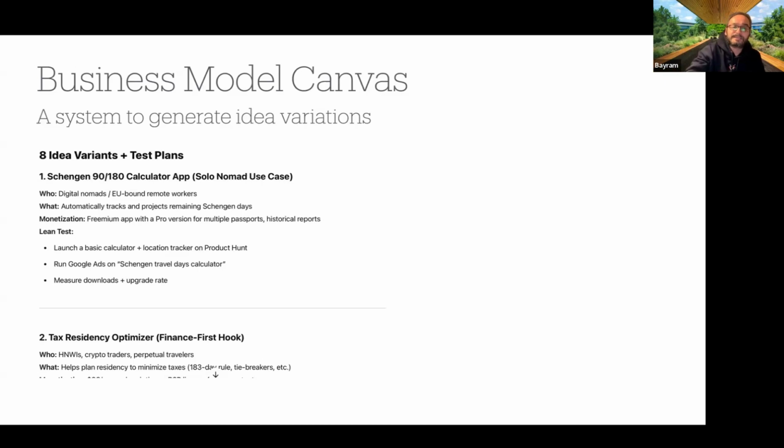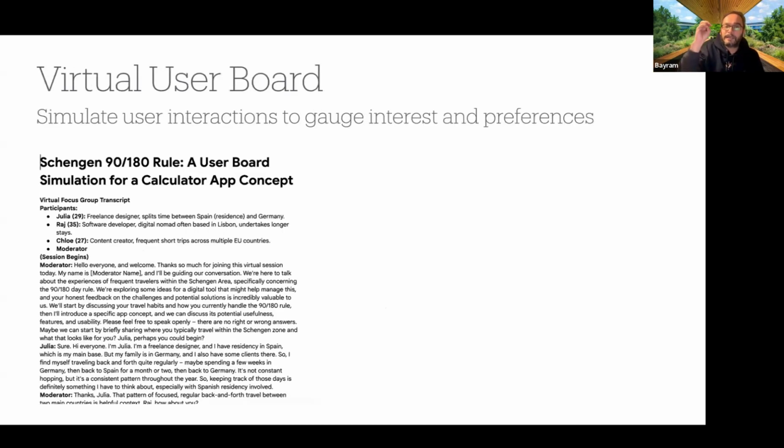Then what do we do next? Well, why don't we again employ an LLM to do the following? We would describe the key customer segments. For instance, this is the first variation of an idea, an app that lets you track the travel days when you travel to the Schengen zone. And we have 3 personas: a designer, a developer, and a content creator that split their time or travel often to the EU zone. And we leverage an LLM to perform a virtual user board.